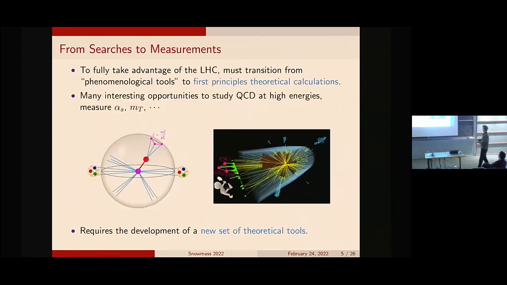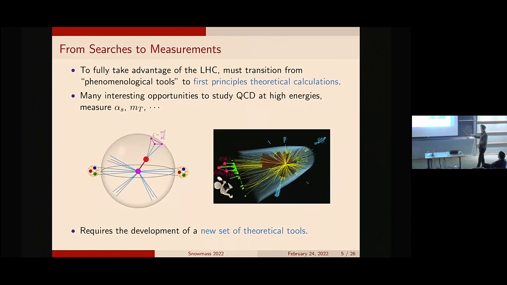I'm going to focus on a different aspect of this, which is to transition from searches to measurements. The LHC, since it's at the highest energies we have, is a very nice opportunity to study in detail the structure of QCD and the standard model. For example, you can now produce boosted top quarks, and you can study their properties, measure their mass, or measure the strong coupling. You can perform detailed measurements of the standard model as a field theory at energies which were not previously accessible. So one wants to transition from searches to actual first-principles theoretical calculations, where you can really use this as a laboratory to study field theory.